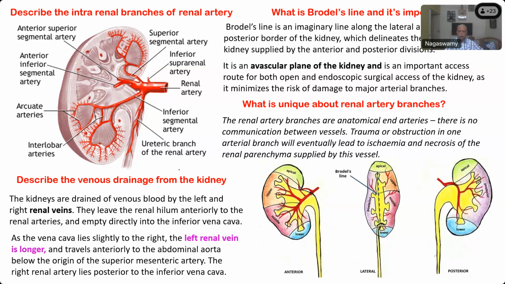So Brodel's line has an importance to open as well as, when you want to do a partial nephrectomy for any tumor, it is better to go through this Brodel's line rather than cutting it wherever you want. And the 5 segments you have to remember, just like the lung segments: apical, upper, middle, lower, posterior. These are the things that you have to remember.